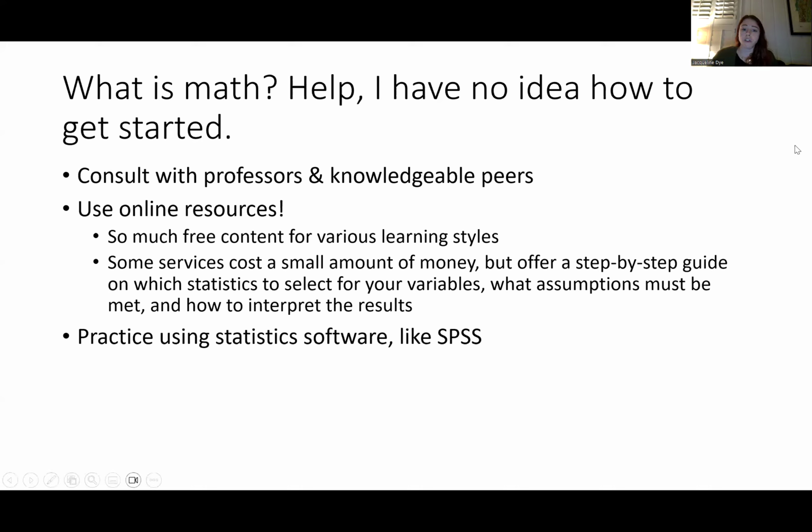And then practice using statistics software like SPSS. Excel has some of those features as well, but SPSS is one that's used frequently for research in professional research and dissertations, etc. So there's help out there. You don't need to know all the things. Just want to say that.